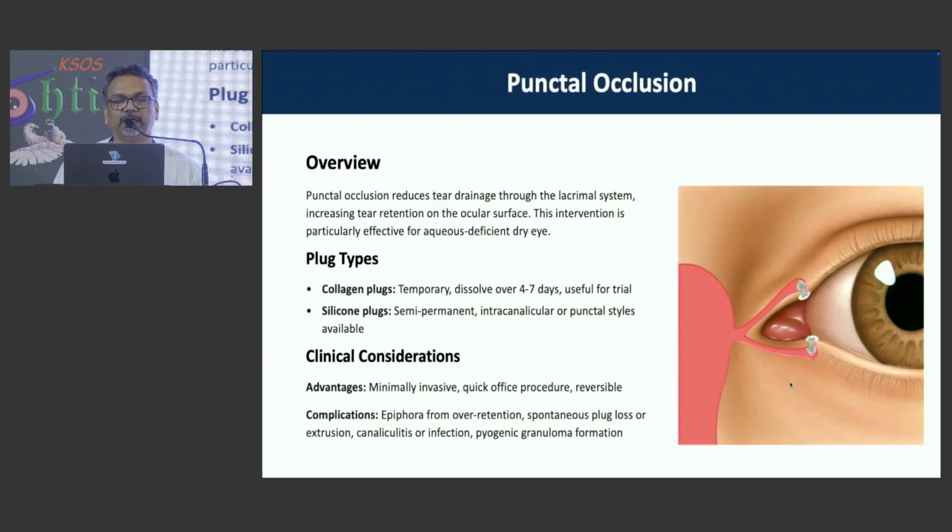So punctal occlusion is one of the common procedures we do when the Schirmer value is low. There are 2 types, collagen plugs and silicone plugs. Collagen plugs are temporary, which dissolve over 4 to 7 days, and silicone plugs are semi-permanent. It is a minimally invasive, quick office procedure, but you should make sure that the patient has severe aqueous tear deficiency, otherwise it can cause epiphora. The complications are spontaneous plug loss, canaliculitis, or granuloma formation.